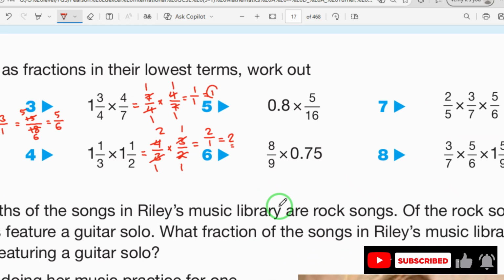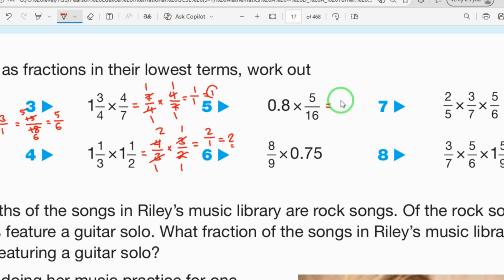In question number 5, here we have a decimal fraction. First we convert to fraction. We write here 8 over 10 multiplied by 5 over 16. Now we can simplify. 1 times 8 is 8, 2 times 8 is 16, and here 1 times 5 is 5, 2 times 5 is 10. Then we multiply numerator by numerator. 1 times 1 is 1 and 2 times 2 is 4. So the answer is 1 over 4, or one fourth.